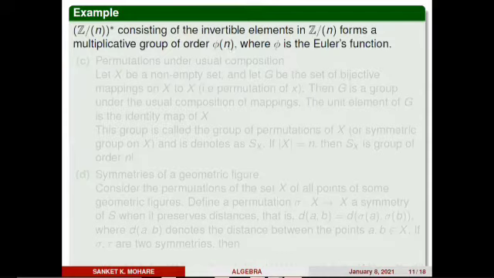Phi n is the Euler function, the set which contains those numbers which are less than n and co-prime to n. Means the set phi of n contains those numbers such that the numbers are less than n and the GCD of such numbers with n is 1. Okay, so this is phi n. So what is the cardinality of Zn star? Means how many elements does Zn star contain? Zn star contains exactly phi n numbers.